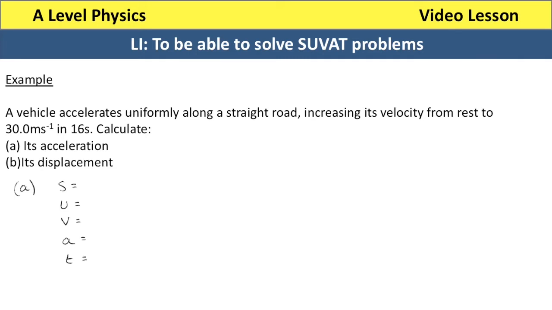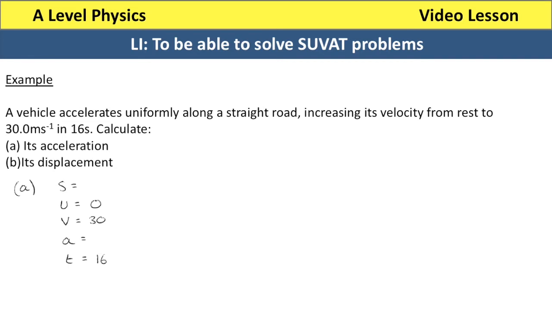Rest means not moving, so the initial speed U is actually 0. I also know that it reaches 30 meters per second, which means that the final speed is 30, and it takes 16 seconds to do that. So we write those numbers in like so.